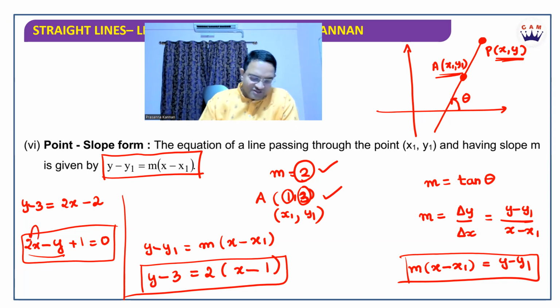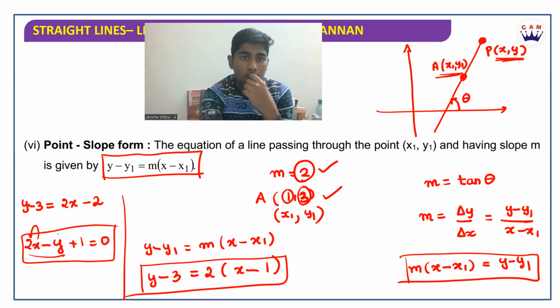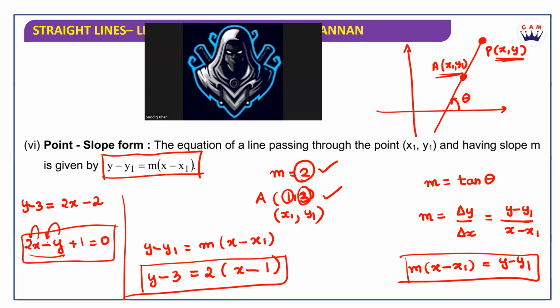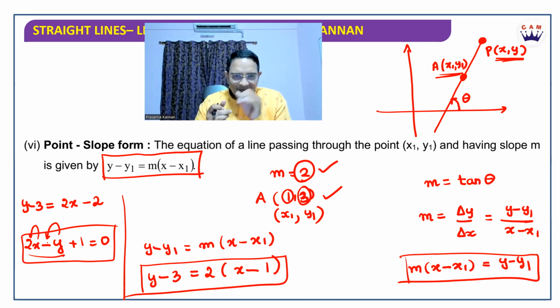What is the x coefficient? 2. What is the y coefficient? Minus 1. So how do you find the slope now? Minus a by b. So minus 2 by minus 1. What is the slope? 2. Correct.